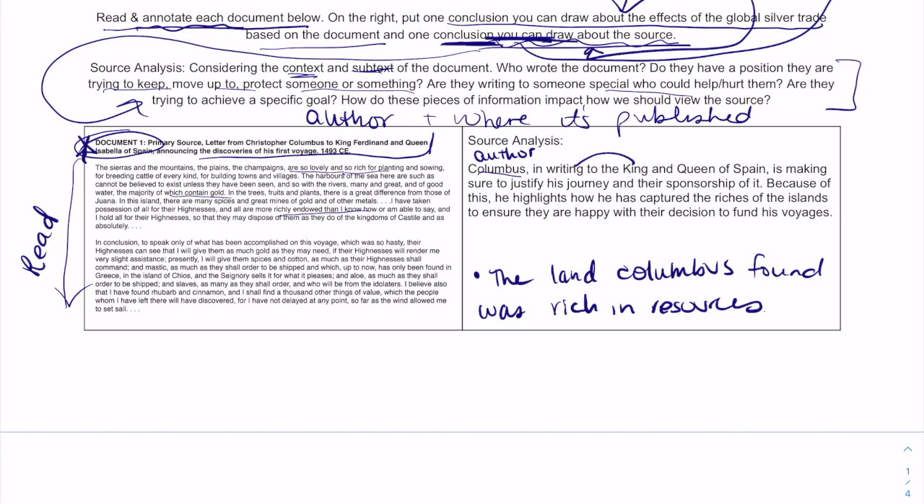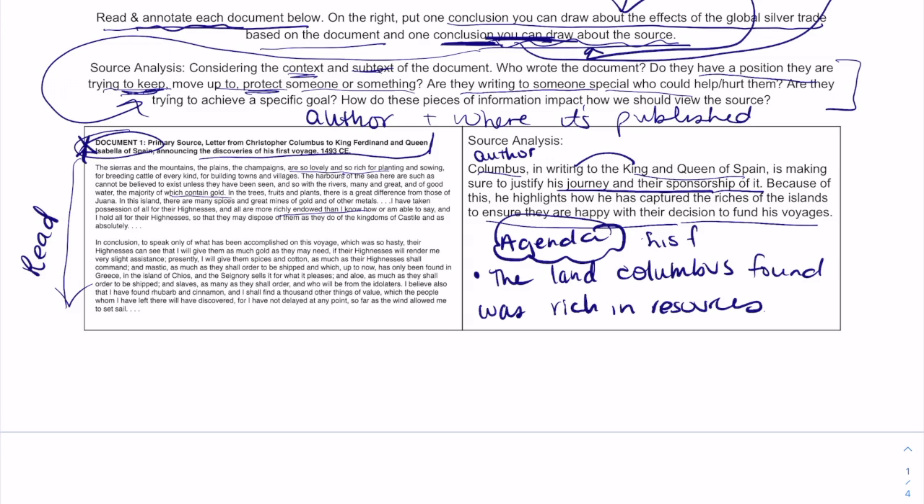Then for my source analysis, I say Columbus, the author. What is he doing? He's writing to the king and queen of Spain. He's making sure to justify his journey and their sponsorship of it. Do they have a position they are trying to keep or protect? Yes, he's trying to protect the fact that they gave him money. He's trying to justify it. He has an agenda that he is trying to pursue. Are they writing to someone special? Yeah, the king and queen of Spain, people who gave him money to do a thing. Are they trying to achieve a specific goal? Yeah, to ensure that they're happy with their decision to fund his voyages and probably his future voyages too.